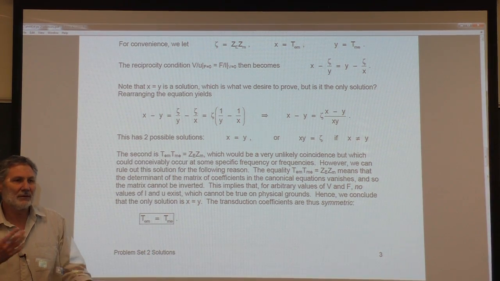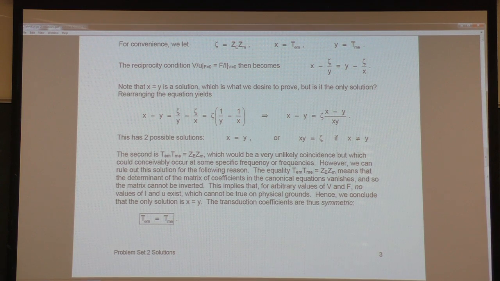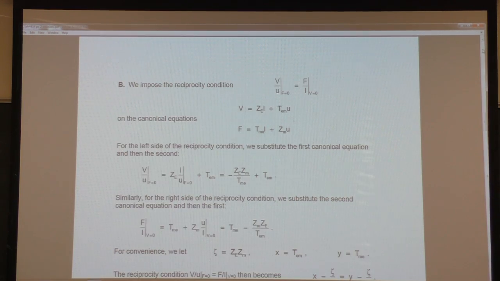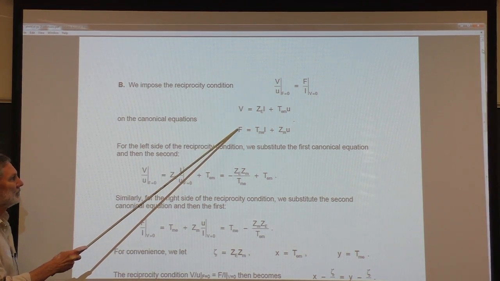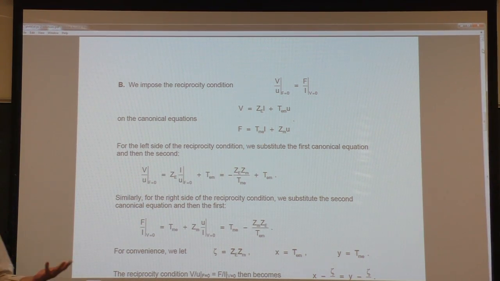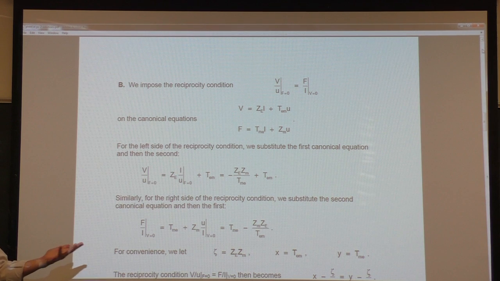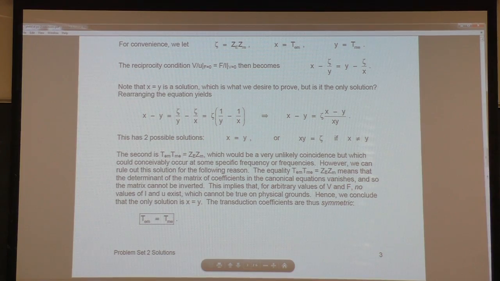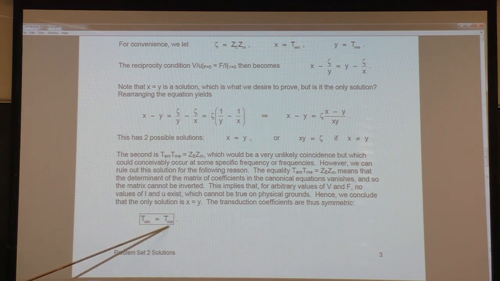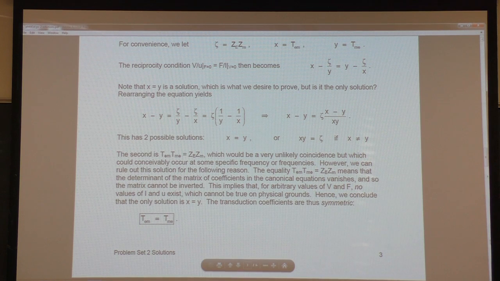For a given voltage and force, we have to be able to find a unique current and velocity. So we rule it out. So it's kind of interesting. We're saved by that, and we end up with this. Okay, any questions about that? Surprising.